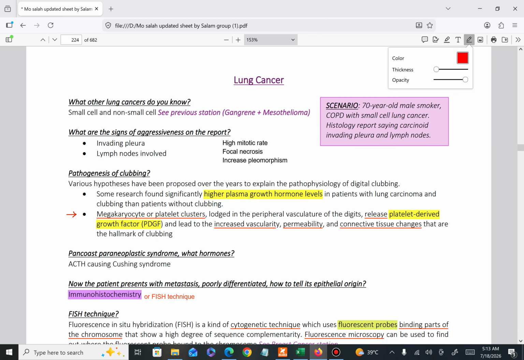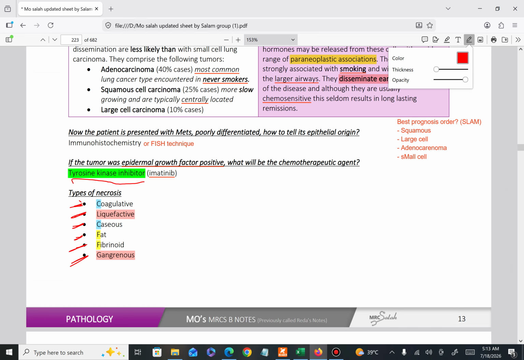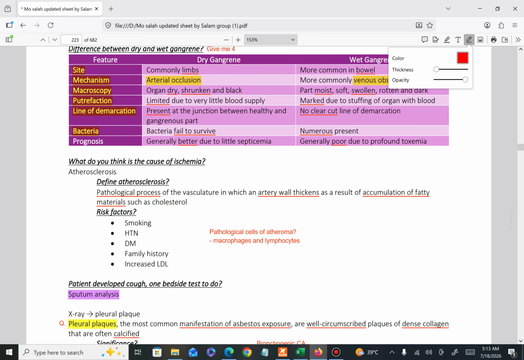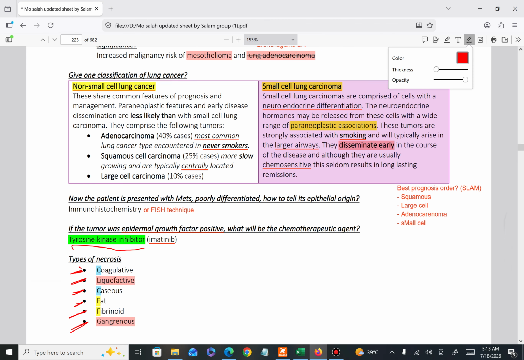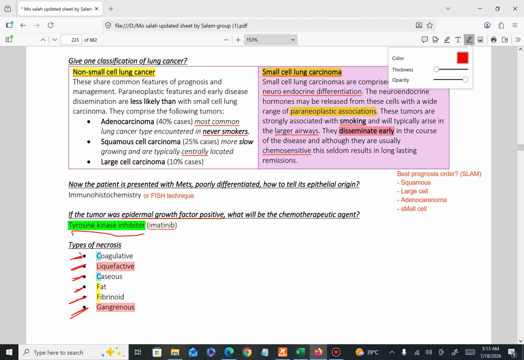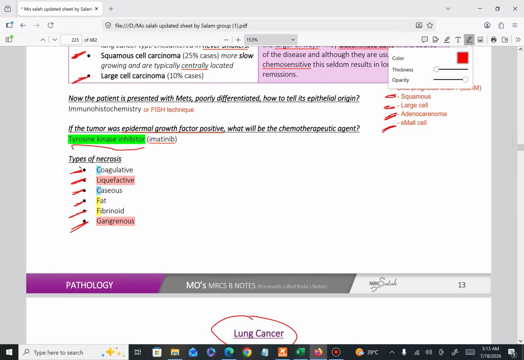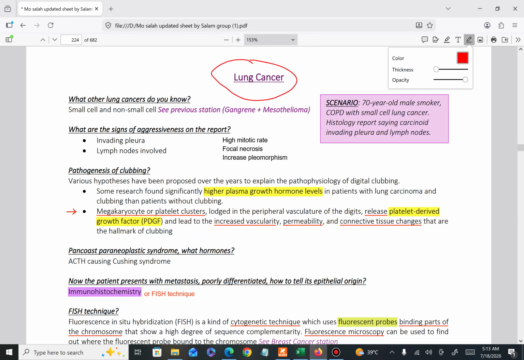Lung cancer, what other lung cancer do you know? Okay, so the lung cancer can be small cell lung carcinoma, which we have already discussed, and it can be non-small cell lung carcinoma. Non-small cell carcinoma can be adeno, squamous, and large cell carcinoma. The best prognosis is of squamous, after squamous the large cell carcinoma, then adenocarcinoma, and the small cell carcinoma has a bad prognosis.